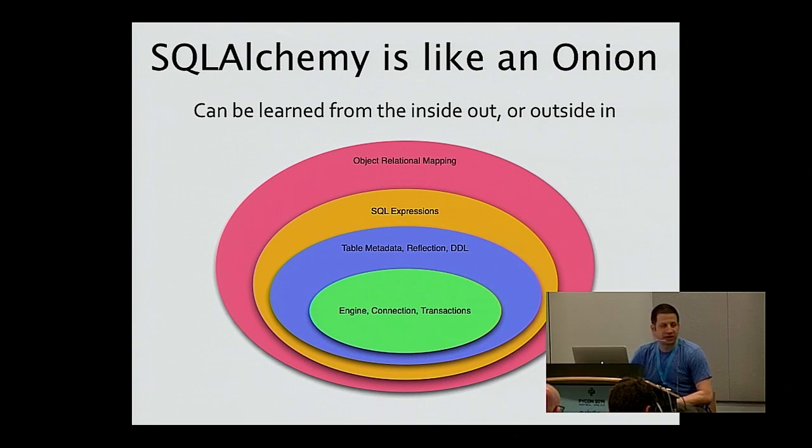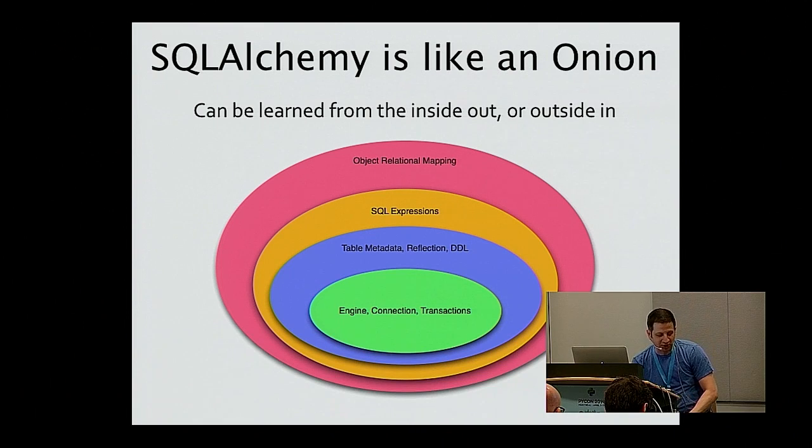And this is a great chart I stole from someone else. Someone else did a SQLAlchemy tutorial called SQLAlchemy is like an onion, and I think it's great. Some of you might have noticed there's kind of a color scheme going on. There's basically four parts to the talk, and the four colors are color-coded. Object relational mapping is the outermost layer.